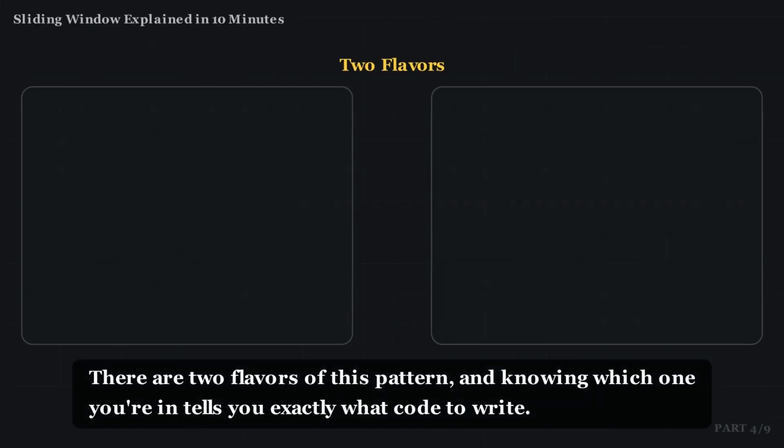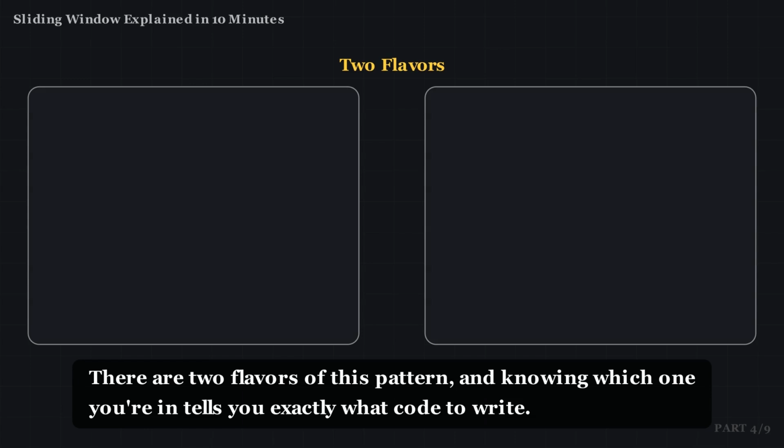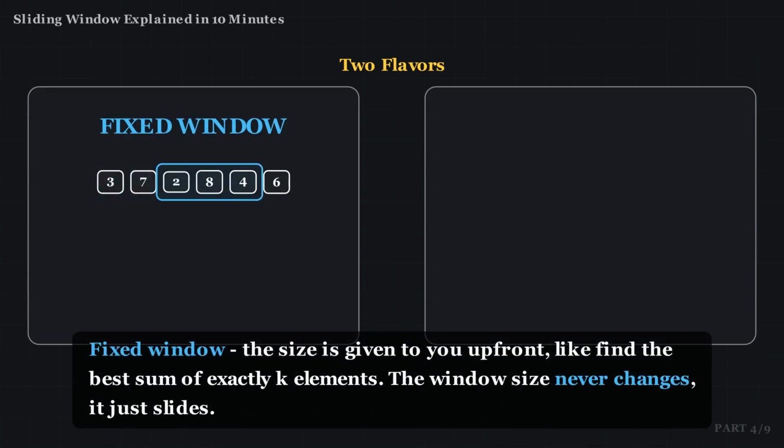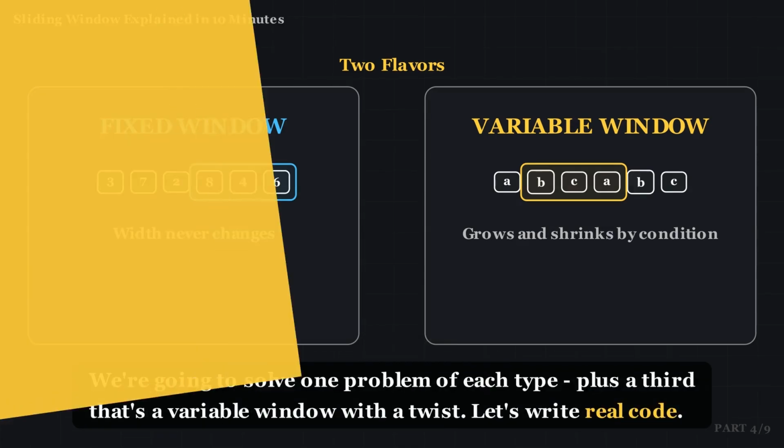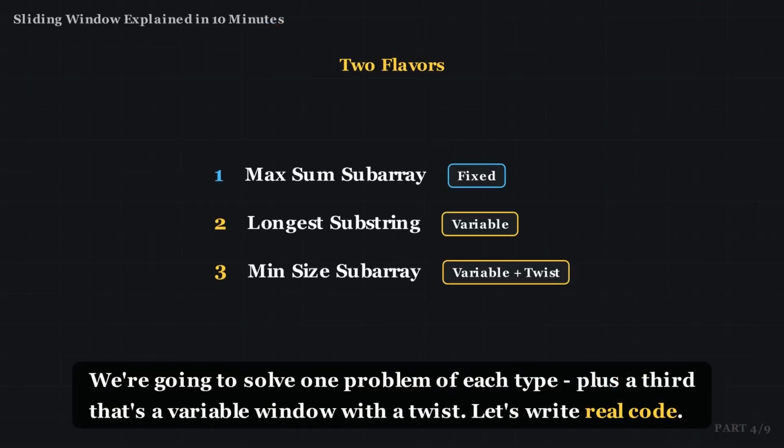There are 2 flavors of this pattern, and knowing which one you're in tells you exactly what code to write. Fixed window: the size is given to you up front, like find the best sum of exactly k elements. The window size never changes, it just slides. Variable window: the size isn't given. It grows and shrinks based on a condition, like find the longest substring where no character repeats. We're going to solve one problem of each type plus a third that's a variable window with a twist.